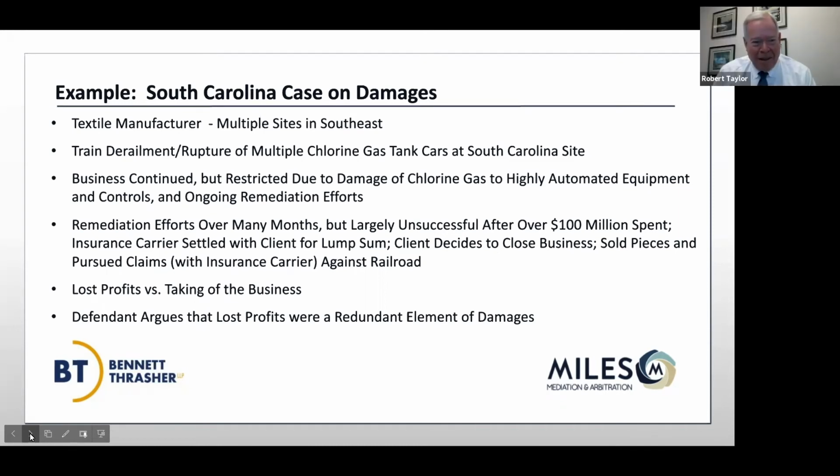Yes, this was a very interesting case in that it really did involve lost profits, consequential damages. It involved the value of the company, et cetera. And many people may be familiar with it. I won't name the parties, but it was a large textile manufacturer. The matter occurred in January of 2005, right at the first of the year, and it involved a train derailment in South Carolina at one of the major sites of this particular textile manufacturer.